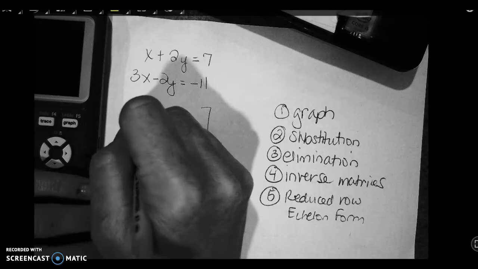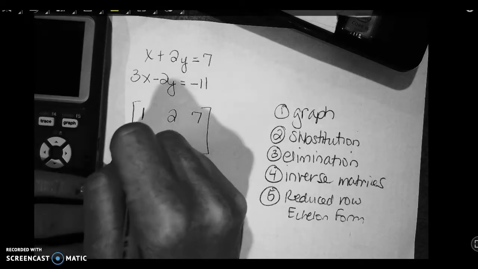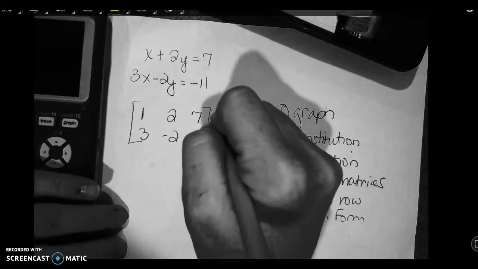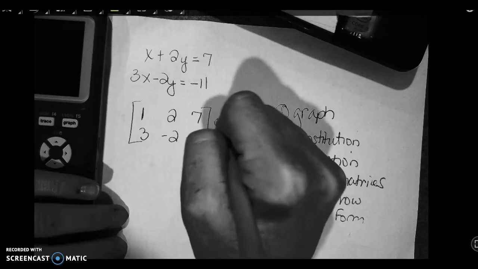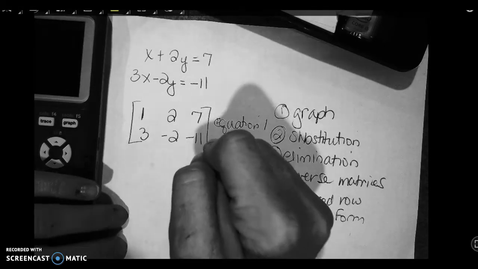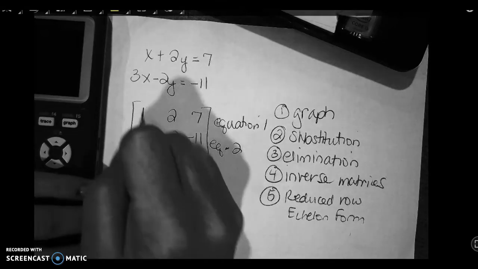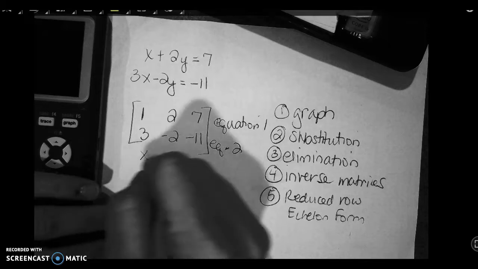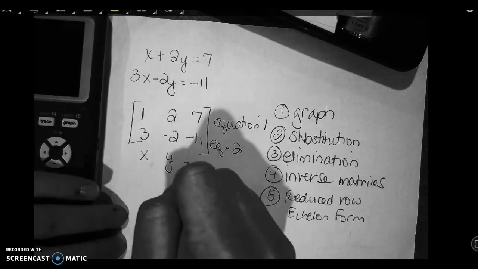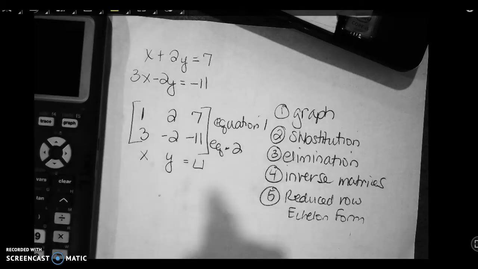I'm simply going to list the coefficients. So 1, 2, 7, 3, -2, -11. Notice that row 1 is representing equation 1. Row 2 is representing equation 2. Everything in column 1 is representing x, column 2 is representing y, and column 3 is your equal-sign constant. So we can make a matrix out of that.